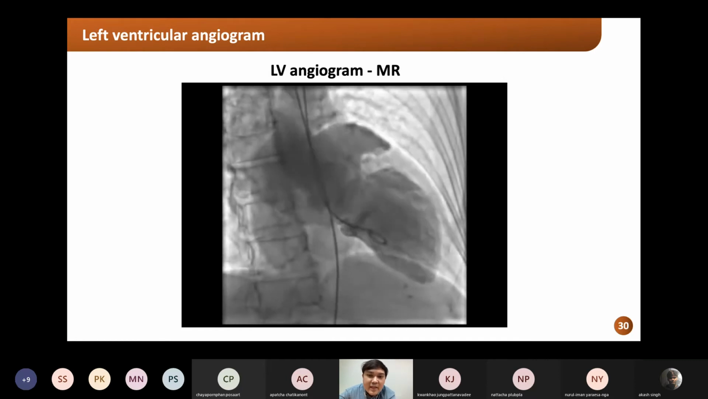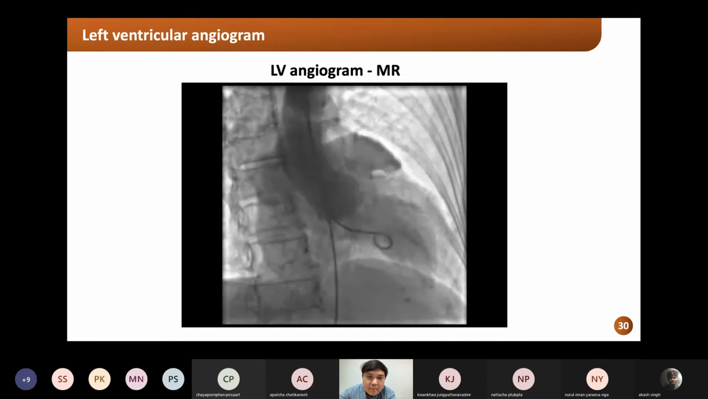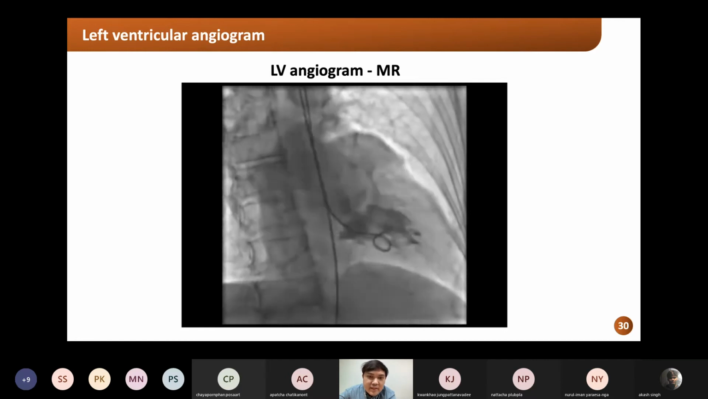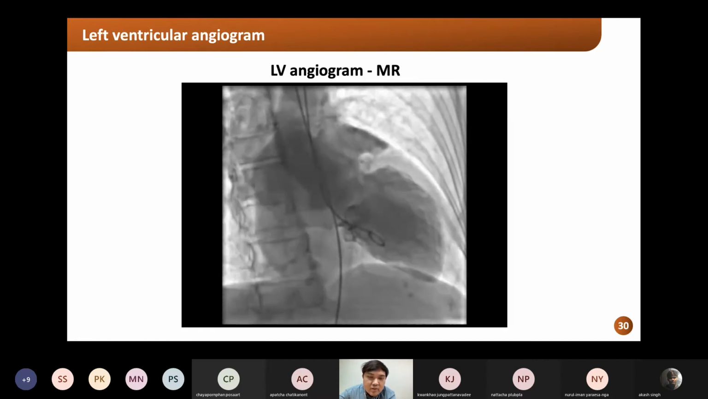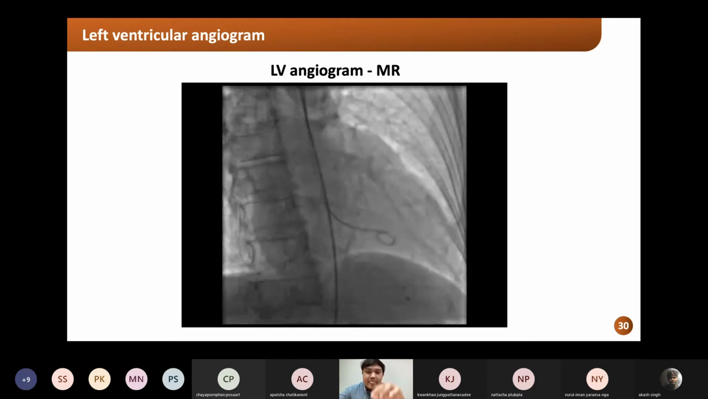Now you see that. Normally the flow must come out to the aorta, right? But you will see that the flow is turning back to the left atrium again.